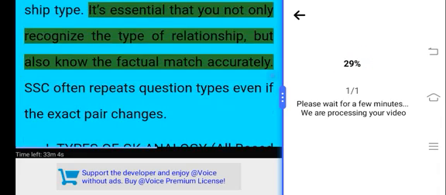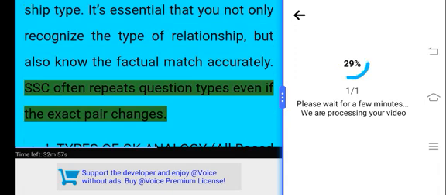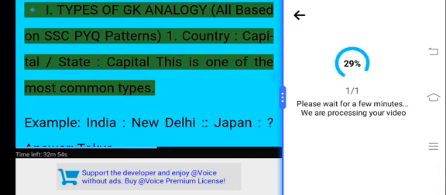It's essential that you not only recognize the type of relationship, but also know the factual match accurately. SSC often repeats question types even if the exact pair changes. Types of GK analogy, all based on SSC PYQ patterns.